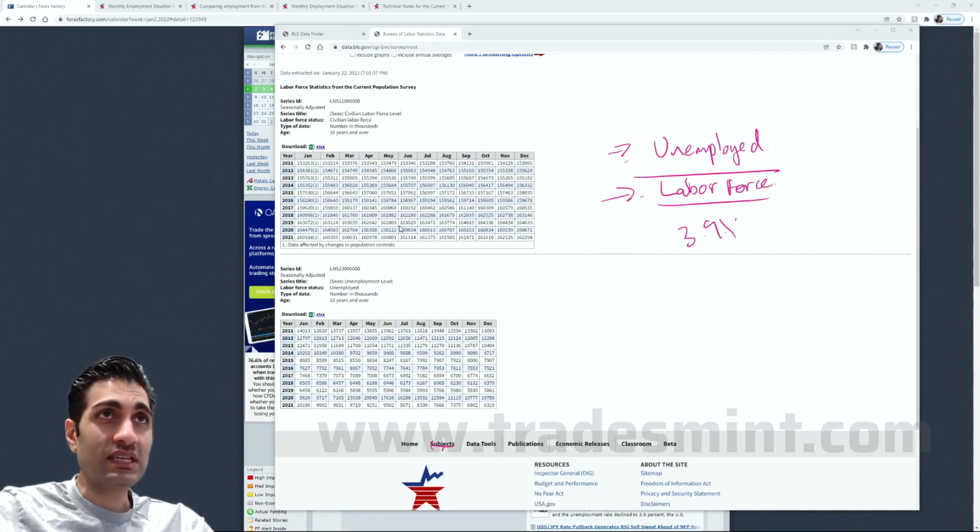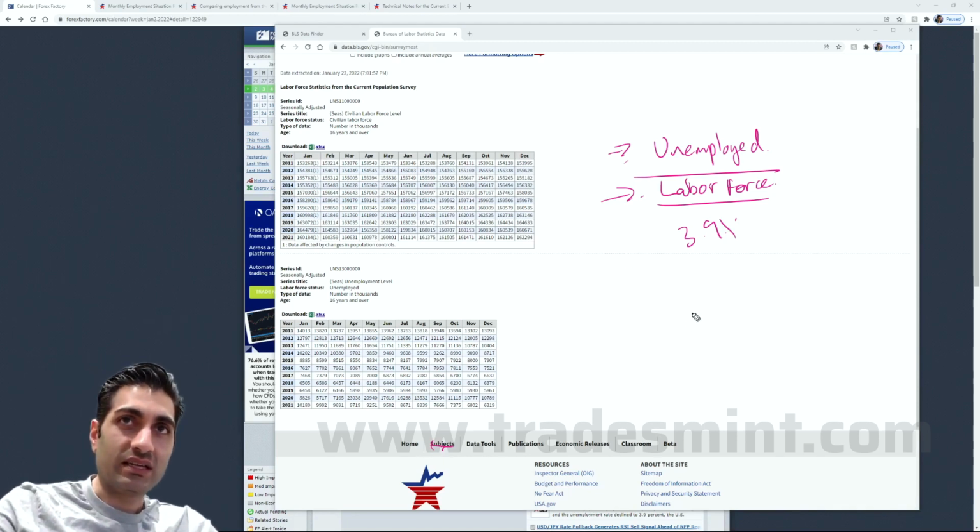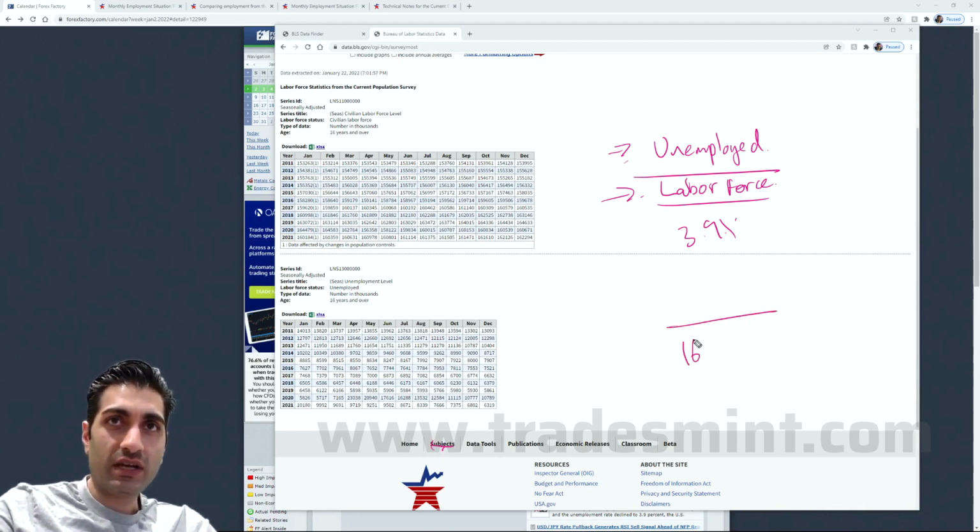And actually you can see it here. So it's number in thousands. So it's 162,294 times 1,000. What that is basically saying is 162.3 million people were in the labor force actively looking for work.